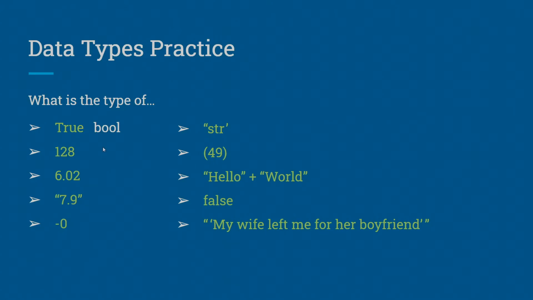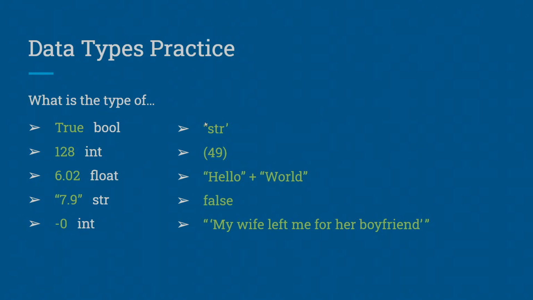Next up, 128. Since this is a whole number, it is an int, or integer. 6.02 is a decimal number and is therefore a float. 7.9, although it is a decimal number, is enclosed in quotation marks and is therefore a string. -0 is equivalent to 0, and this is an int.